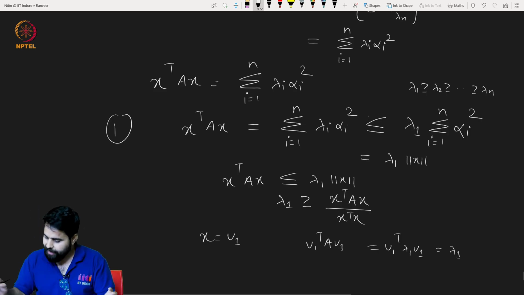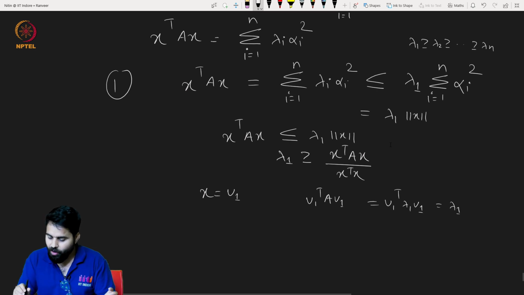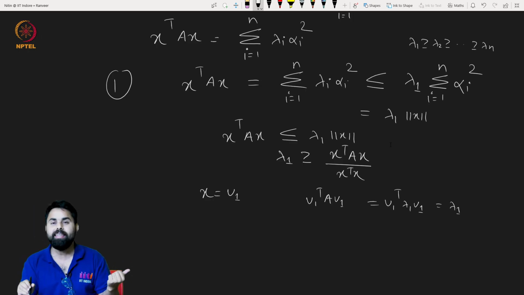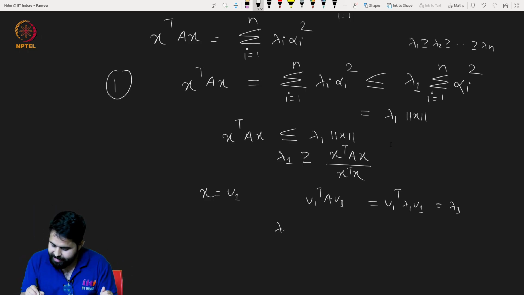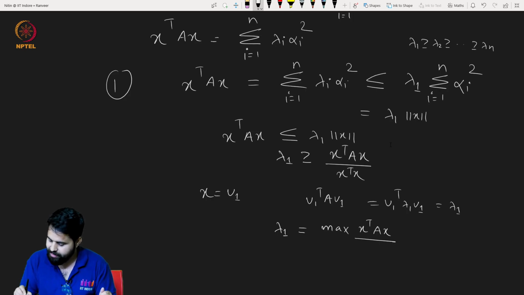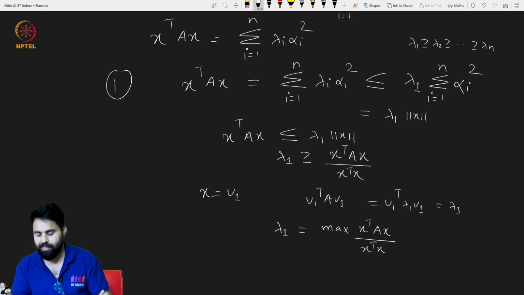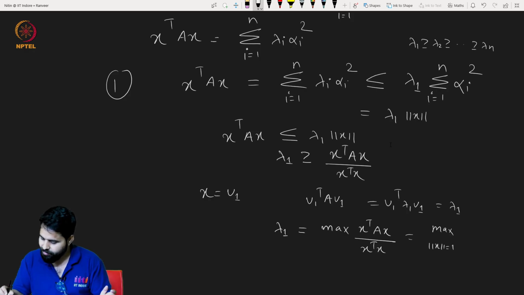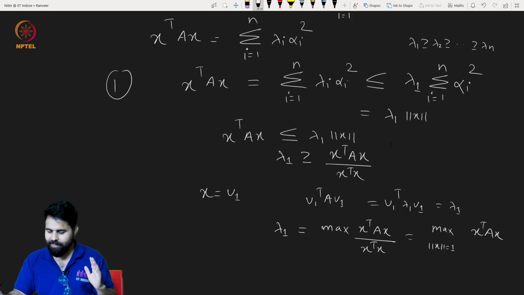So we have indeed found a vector such that this equality is happening. That means lambda 1 is indeed equal to the maximum of X transpose AX divided by X transpose X, or if you are considering norm of X to be equal to 1, this is the same as writing the maximum over norm X equal to 1 of X transpose AX. Very good, very simple fact.